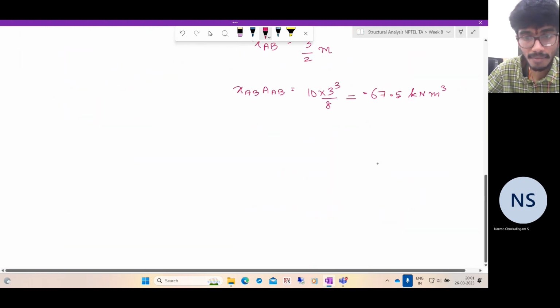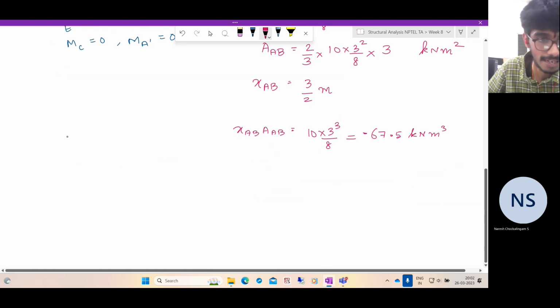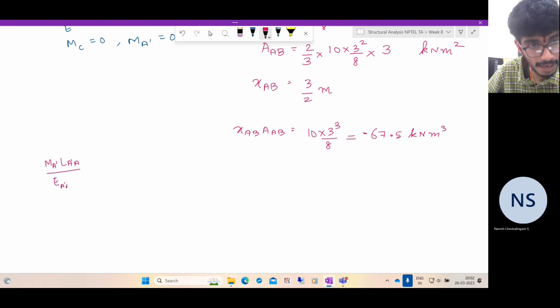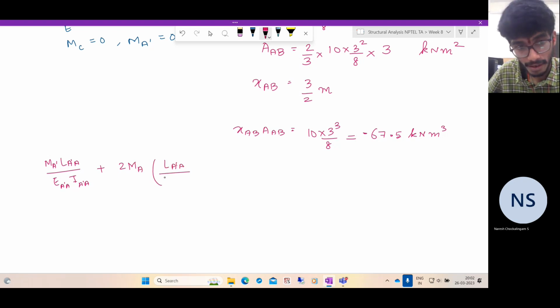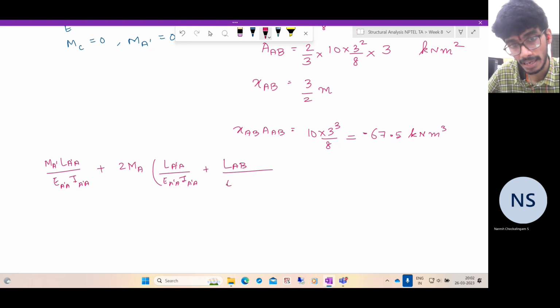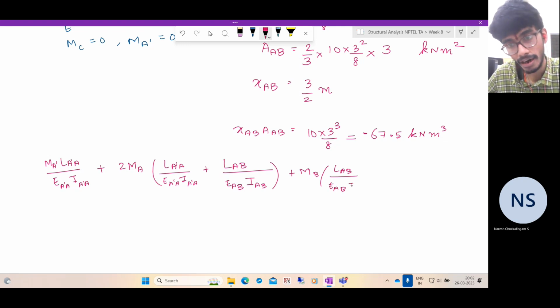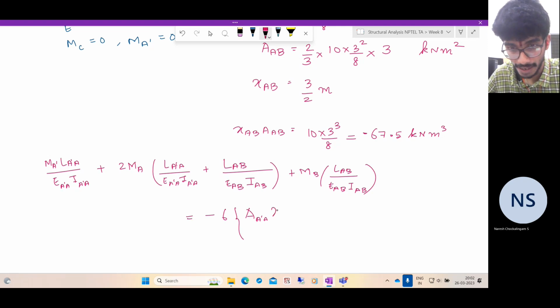Now let us write down the 3-moment equation for the span A prime A B. We have M A prime L A prime A by E A prime A I A prime A plus 2M A into L A prime A by E A prime A I A prime A plus LAB by EAB IAB plus MB into LAB by EAB IAB is equal to minus 6 times the area under the bending moment diagram for the span A prime A times x A prime A by L A prime A.